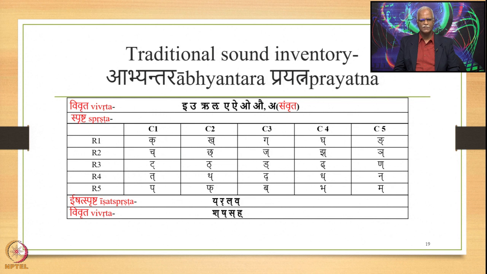So this is how we can describe the abhyantara prayatna in the traditional sound inventory, where all the vowels except a, they are called vivruta as abhyantara prayatna. A has got samvruta as its abhyantara prayatna. All these from row 1 to 5 and columns 1 to 5, these 25 sounds, they have the abhyantara prayatna sprishta. Ya, ra, la, va, they have the abhyantara prayatna ishat sprishta, and sha, sha, sa, ha, they also have the abhyantara prayatna vivruta.